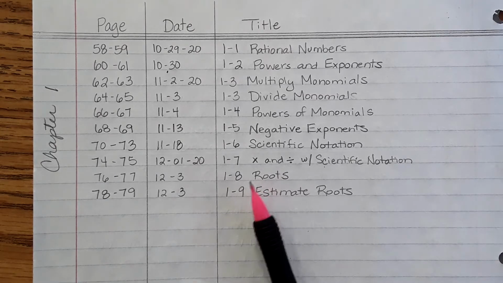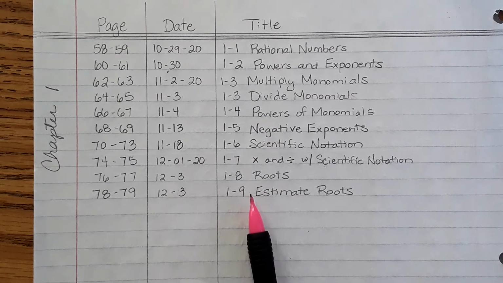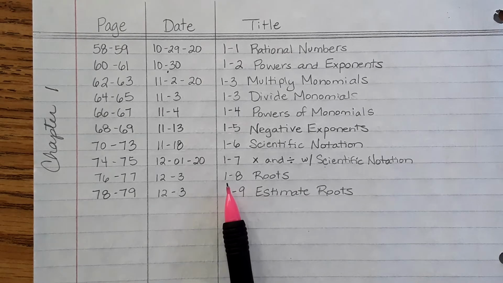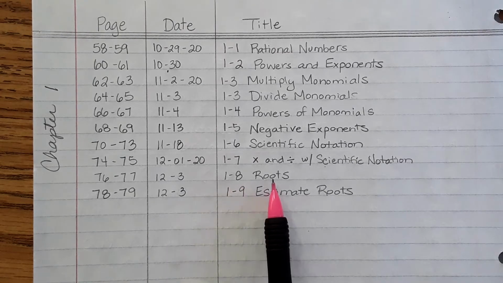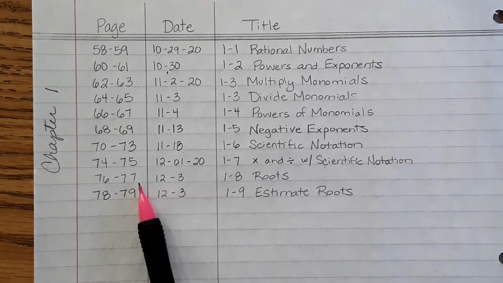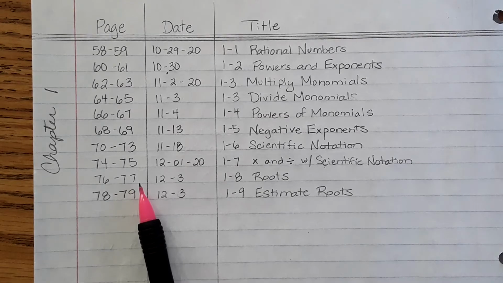In today's lesson, we're going to look at both 1-8 and 1-9. So 1-8, Chapter 1, Lesson 8, Roots. Let's begin on page 77, the next right-hand side page.